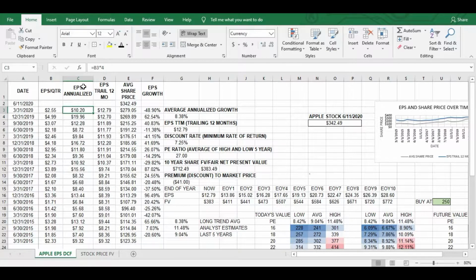Second step is we're going to take earnings per share and annualize it. I also like to look at earnings per share trailing 12 months. This gives us the earnings per share trailing 12 months figure we're going to need and extrapolate down the road. I also like to look at average share price over time. That way we can compare average share price and earnings per share annualized.